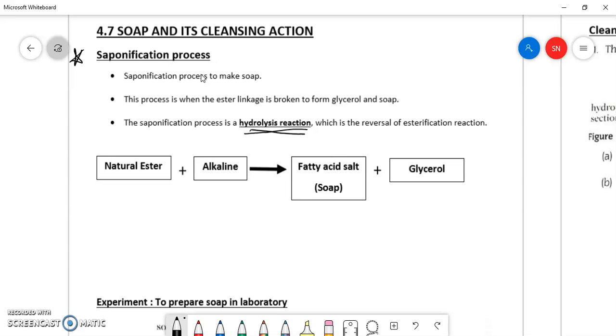Okay, this is basically a reverse reaction of esterification, which we learned as well. So let's look at how the saponification process occurs. Now, first thing is to make soap. To produce soap, we need a natural ester, and we have learned natural esters can consist of things like palm oil, olive oil, any vegetable or plant-based oils, or it can also be coconut oil.